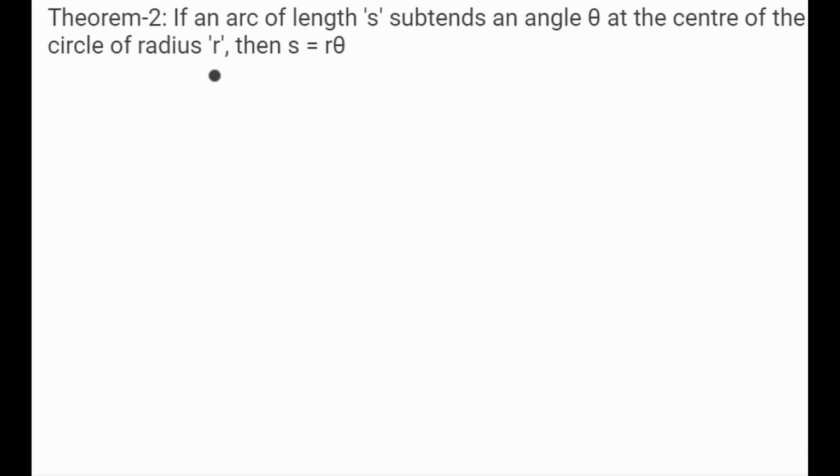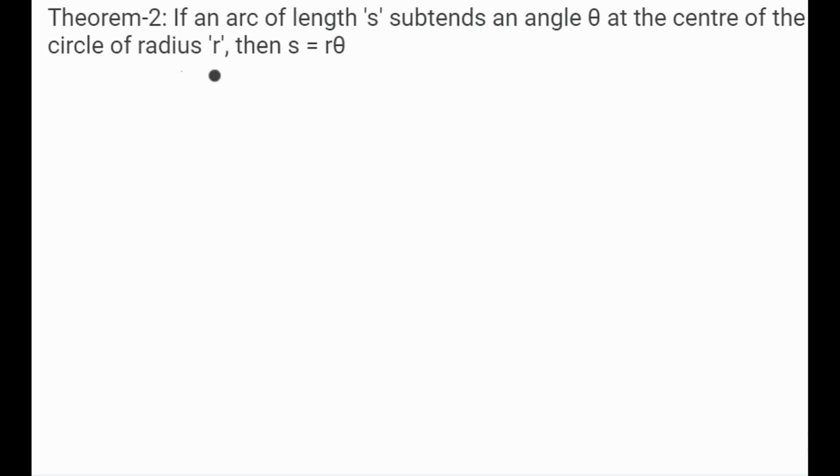In order to prove this theorem: if an arc of length s subtends an angle theta at the center of the circle of radius r, then s is equal to r theta. That is, the length of the arc s is equal to the radius of the circle times the angle theta, which is subtended at the center of the circle by the arc.